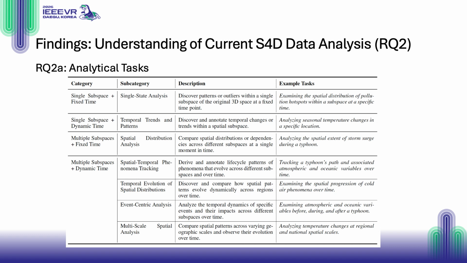Based on participants' responses, we categorize the tasks along two key dimensions, spatial focus and temporal scope. The spatial focus can be single subspace or multiple subspaces, and temporal scope can be fixed time and dynamic time. Based on the two dimensions, we categorize tasks into four main categories, as shown in the table.